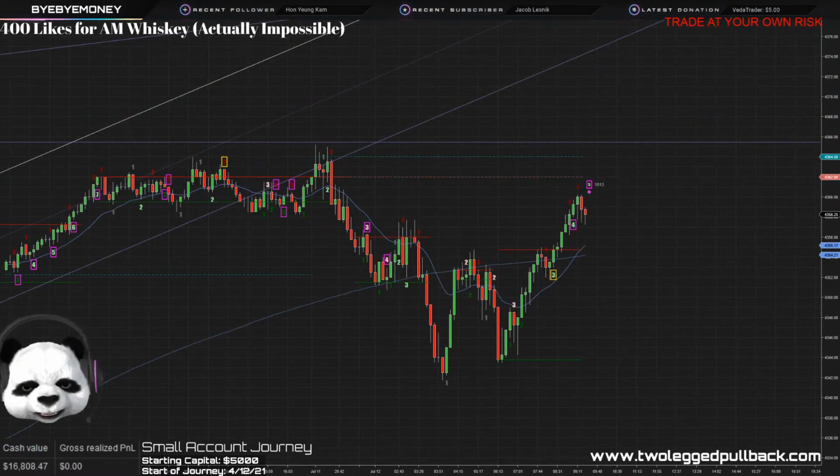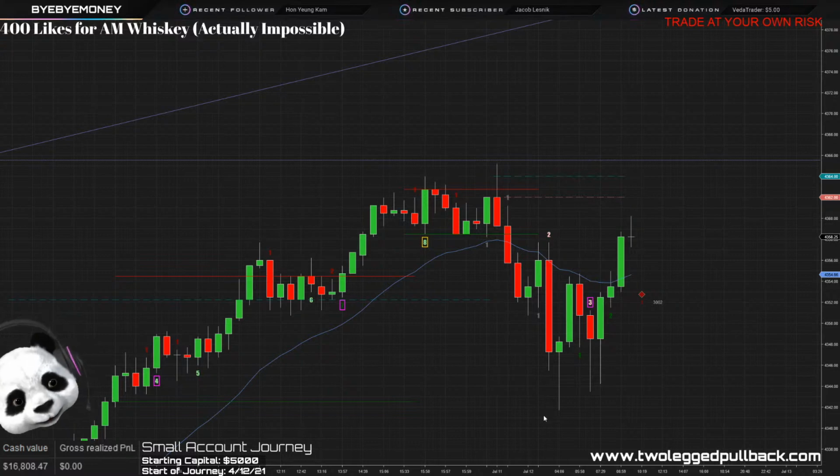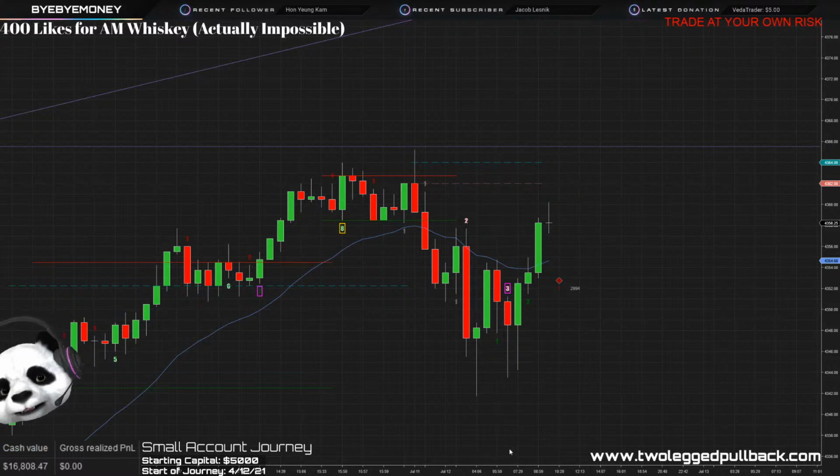Price action is very interesting today, to say the least. We have a two-legged pullback here on the 10K chart after a breakdown. Might be worth even taking the short here.